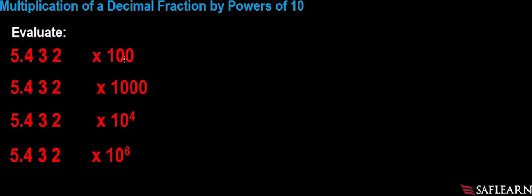Now how? Simply count the number of zeros in the multiplier, which is the same as the power to which 10 is raised, and then you shift the decimal point that number of spaces to the right. So in the first instance, we have 5.432 times 100. 100 is the same as 10 raised to power 2. 100 has 2 zeros. So here we'll shift the decimal point 2 spaces to the right.